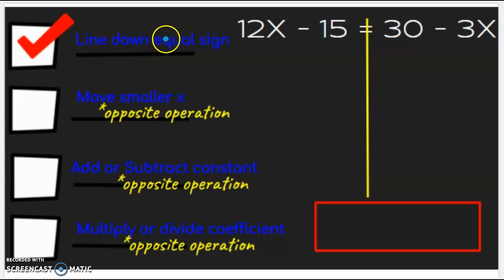Okay, here is another example of an equation with our checklist on it. Okay, we're going to go ahead and work this one together as well. So I did the first step of your checklist. I drew a line down the equal sign. Now my next step is to move the smaller x. So I've got a 12x and I've got a negative 3x. The smaller one is negative 3x, so I'm going to do opposite operation and I'm going to add 3x to both sides.